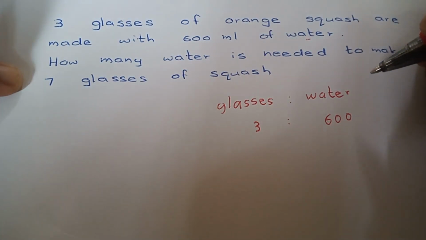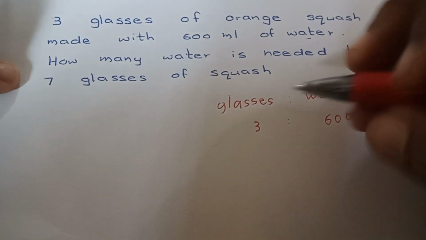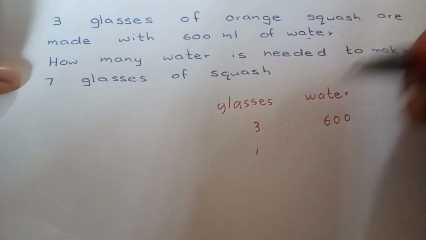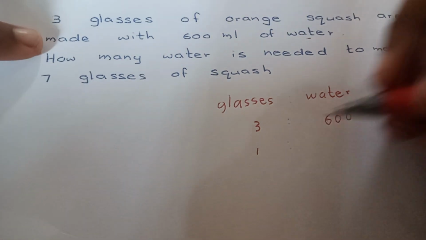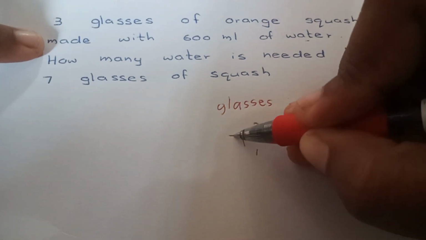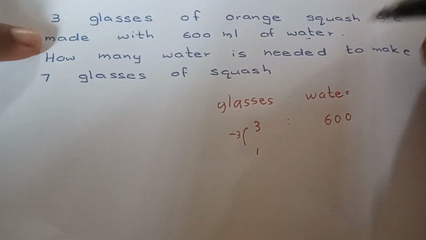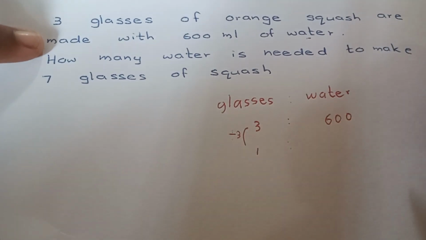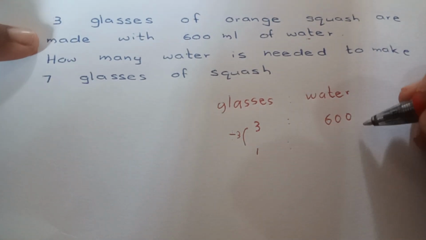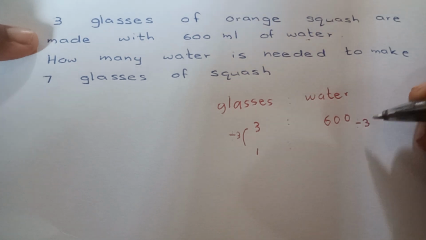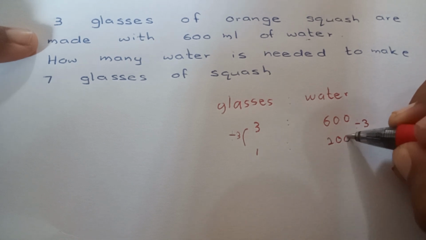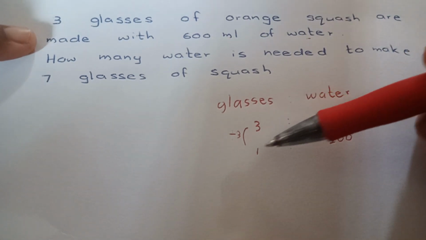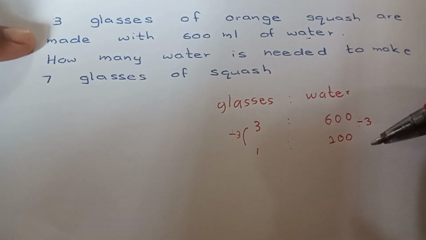Before we find the 7 glasses, we'll find if it is 1 glass, how much water is required. So how to find that? What we have to do? We have to divide this one by 3. 3 divided by 3 is 1. The same thing we have to do to the other number as well. So 600, you have to divide this one by 3. 600 divided by 3 is 200. That means to make 1 glass, there should be 200 milliliters of water.